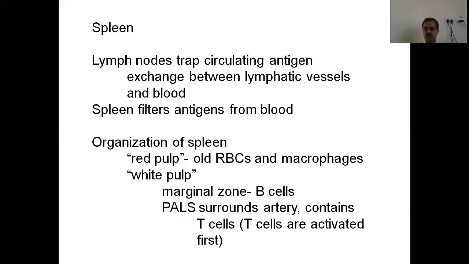So, what is the function of the spleen? The spleen will filter that particular antigen from the blood. Now, organization of the spleen, how the spleen will look. It consists of red pulp, that is old RBCs, and macrophages, which are of white pulp. There is a marginal zone of B cells, okay, and even T cells get activated inside the spleen.